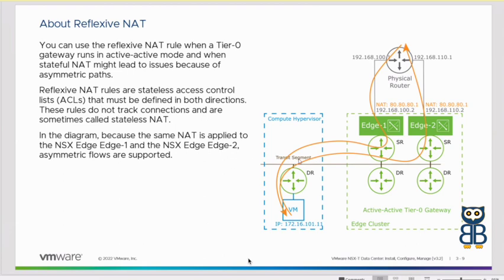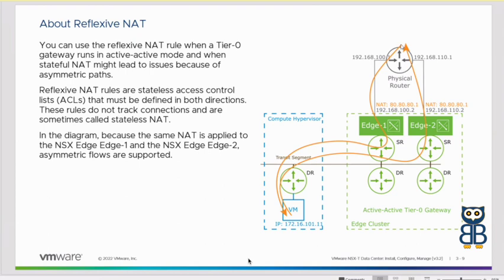And since the same rules are configured, if you see here, I have this T0 SR running on Edge 1 and Edge 2 in active. Since I have this stateless NAT rule configured on this T0, that means technically this rule is available on both SRs. That helps in asymmetric routing flows.